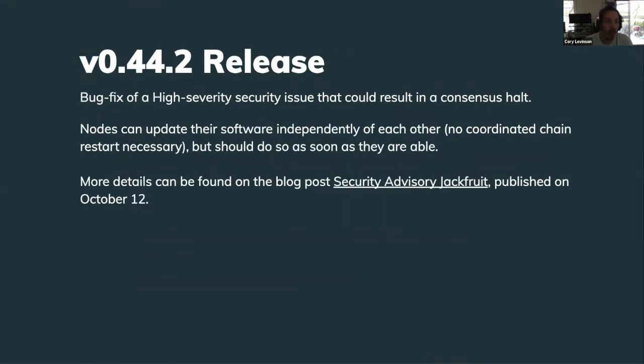0.44.2 came shortly after that. That had a bug fix of a high severity security issue that could result in a consensus chain halt. We did a security advisory for this. It was called Security Advisory Jackfruit. You can read about that on the Cosmos Hub forum post that was published on October 12th. That has a full disclosure of exactly what the vulnerability was. The patch was in this release, and nodes can update their software independently of each other, so no coordinated chain restart is necessary. So for anyone on the 0.44 line, it's important to circulate this information widely about the security advisory Jackfruit, and that they should be running at least 0.44.2.